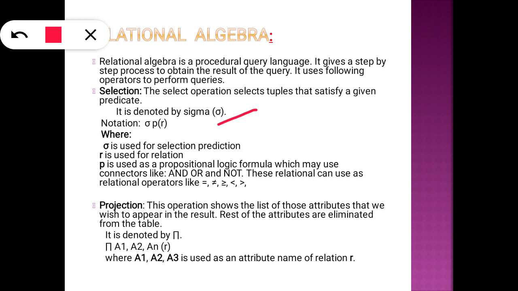Projection. This operation shows the list of those attributes that we wish to appear in the result. Rest of the attributes are eliminated from the table. You can understand it with the help of the columns selected in the select statement, where you used to write select column 1, column 2, column 3 from the table name, where column 1, column 2 and column 3 are the selected or projected columns out of the columns given in a table. So you can apply projection in relational algebra also.